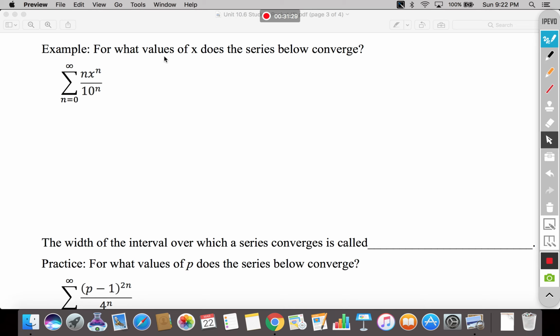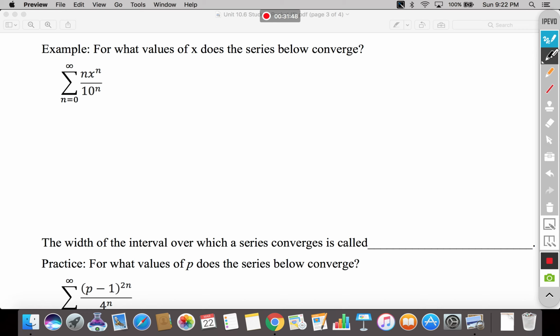For what values of x does the series below converge? Now, this is a really important question and one we've not really seen like this before. We have this series. We want to know what x would need to be so that this thing converges. And this is where the ratio test is really powerful. Let's do the ratio test for this, okay?